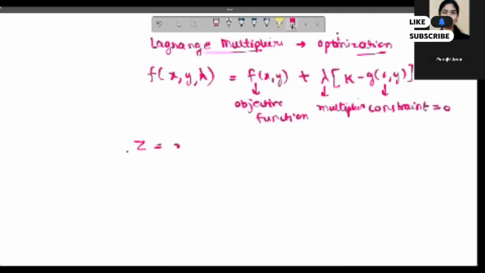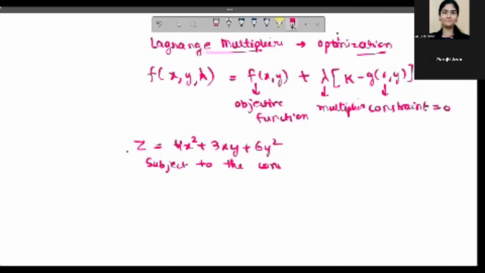So z is given to you as 4x square. Got it. I'll optimize. So the general form, ma'am, I'll optimize, right? And I'll tell you.